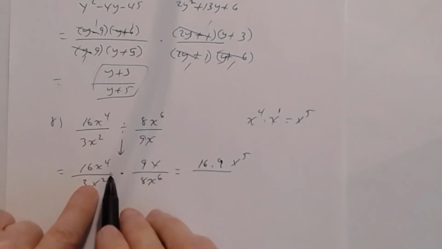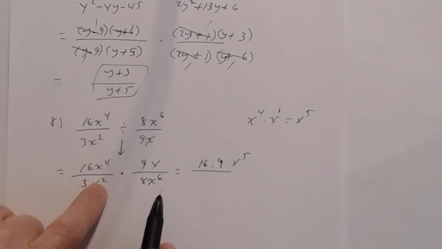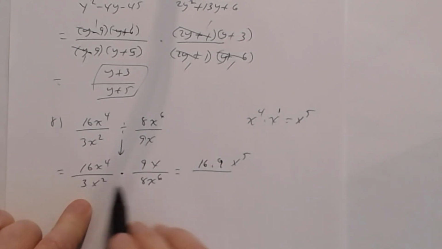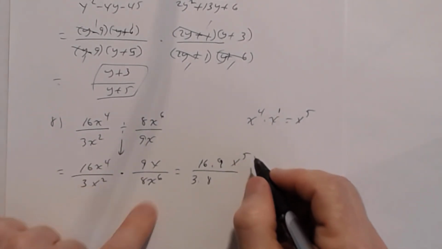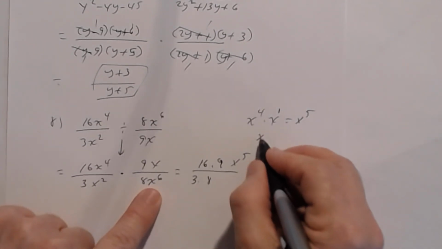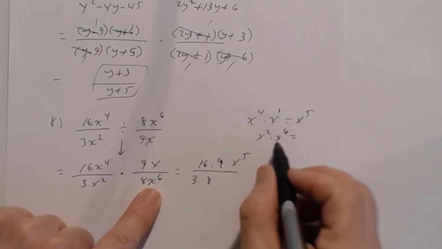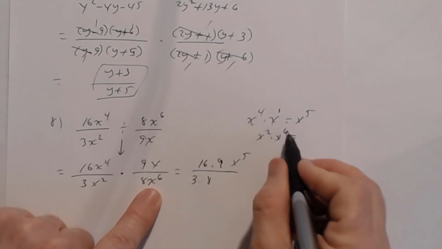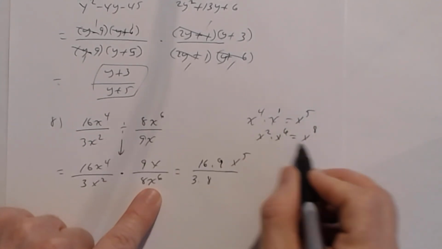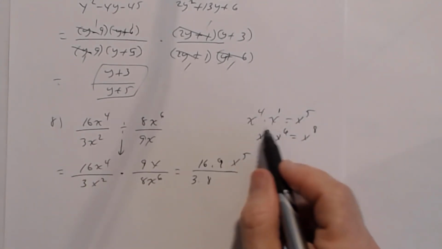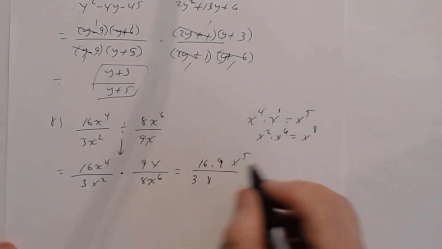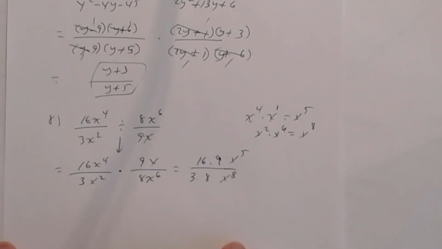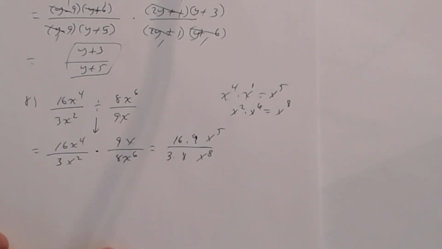So rewrite this as x to the 4th times x is x to the 5th. And the denominator, leave it as 3 times 8, and then x squared times x to the 6th. Again, when you multiply like bases, you add exponents, so that's x to the 8th. Because remember, it makes sense because I have 2 factors of x, 6 factors of x, altogether I have 8 of them. Now it's easier for them to reduce.